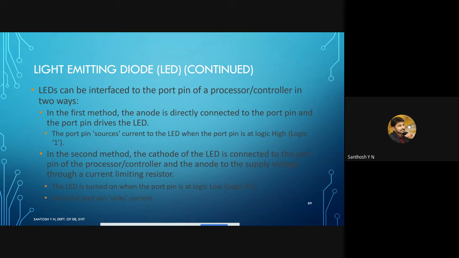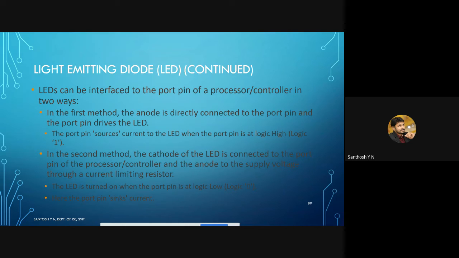As we discussed in the previous slide, the LED will be activated only if the anode is connected to positive and the cathode is connected to negative. If only the anode is connected to the port pin and the voltage is provided to the anode, and there is no connection given to the cathode, the LED will not glow. So if you connect the anode to the port pin, then whenever you want to activate this LED, the cathode should also be connected to the negative terminal or ground. This is one such method.